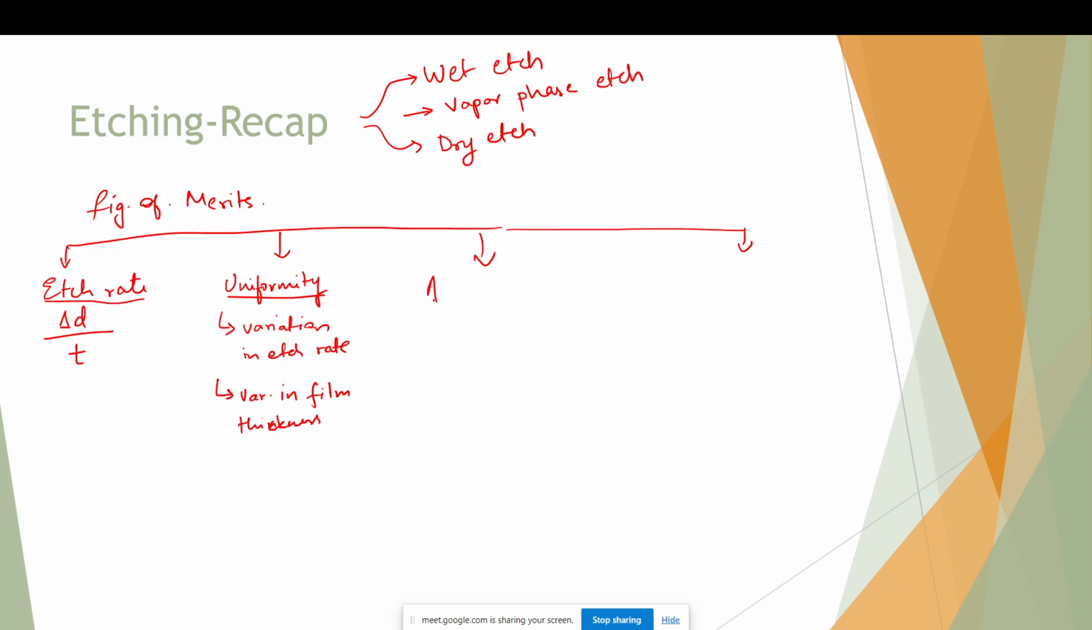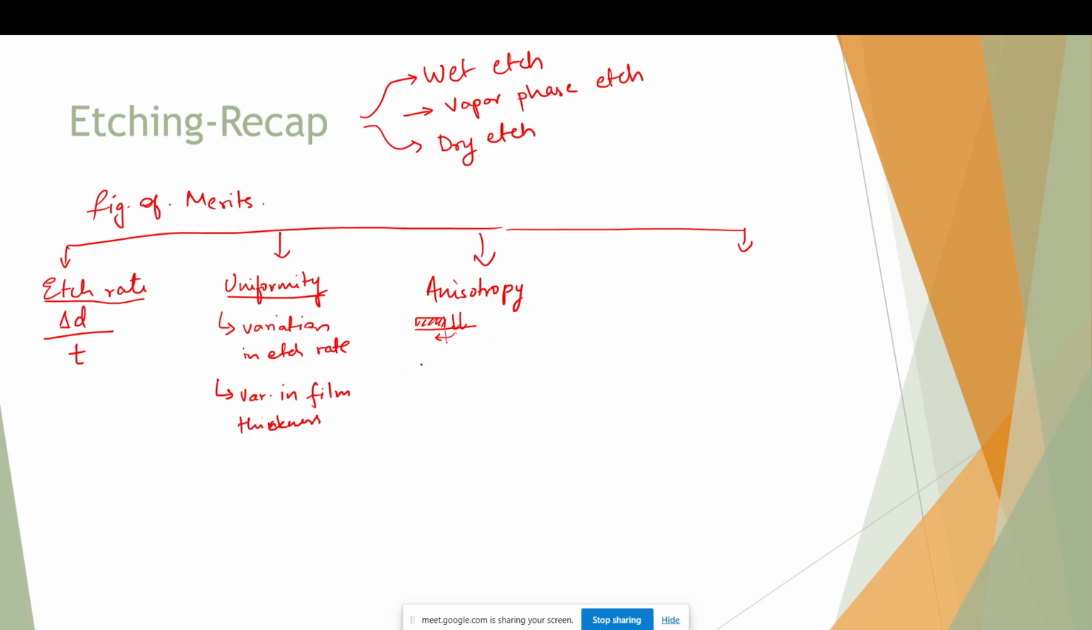Another thing is anisotropy. The cross section of our etching is also of interest to us. Is it an anisotropic etch or an isotropic etch? Isotropic etch means there is lateral etch. So if this is my PR and this is the film, and the etchant is coming from here, is it etching vertically, or is it also going in the lateral direction, that is under the PR? That is determined by anisotropy.